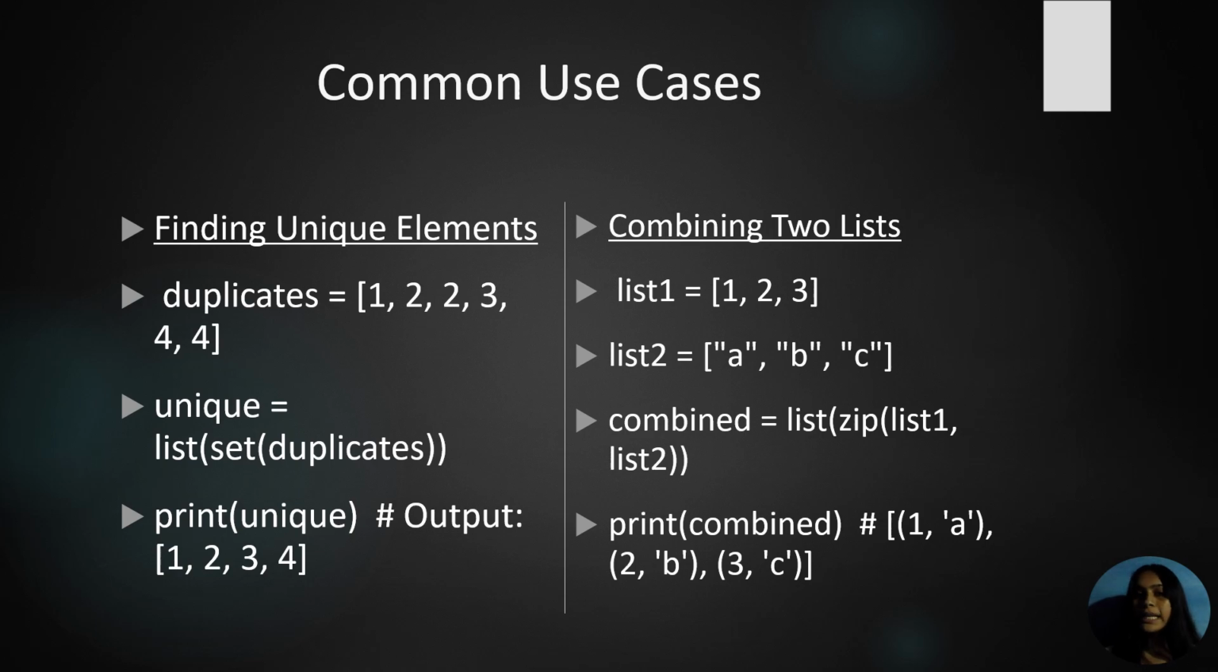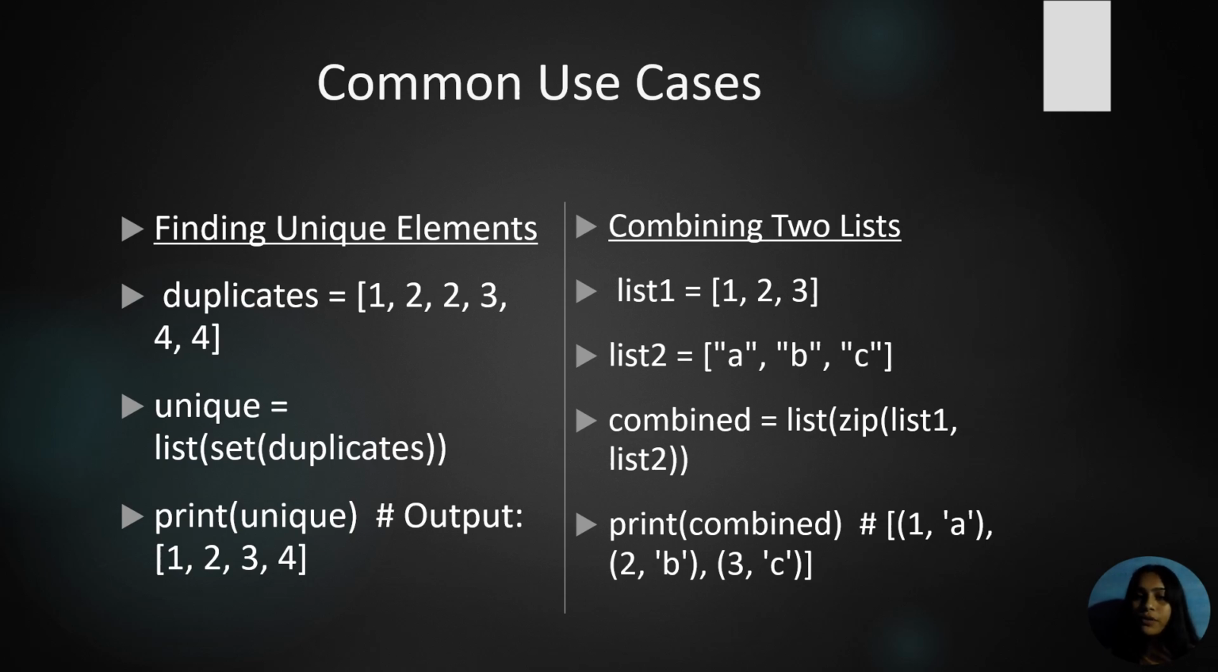And then we have common use cases where lists are commonly used in our daily lives. First, finding unique elements. We have a list called duplicates with 1 2 2 3 4 4. Here unique equals list of set of duplicates. When we print it, we'll get the unique values among the duplicates in the given list. So here you can see 1 is there, and then 2, 3 and 4.